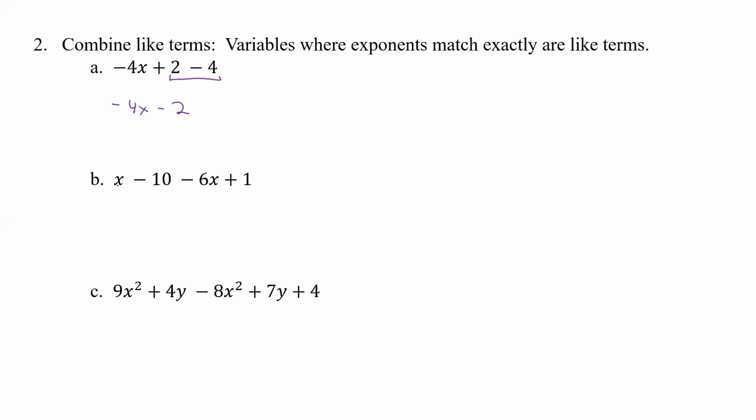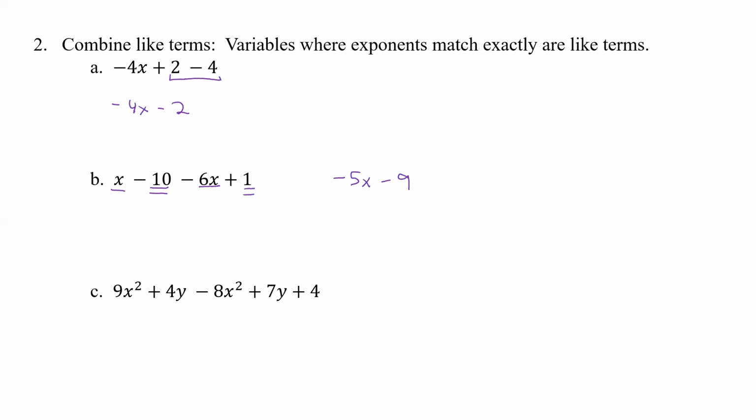Now the next one, we have x's, we have numbers. And so what I like to do when I'm adding like terms, I'll underline like terms in a similar fashion. That way I know I have one line here, so that's what I do. So I have x minus 6x. So basically I take the larger minus the smaller. 6 minus 1 is 5. Take the sign of the larger, which is negative. So I have a minus 5x. Then I have a minus 10 plus 1. And so basically I take the larger, 10 minus 1 is 9. Take the sign of the larger, which is minus, so minus 9. Okay.